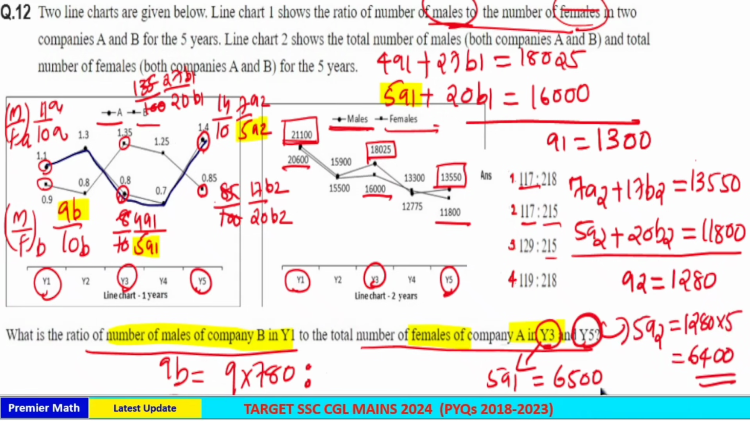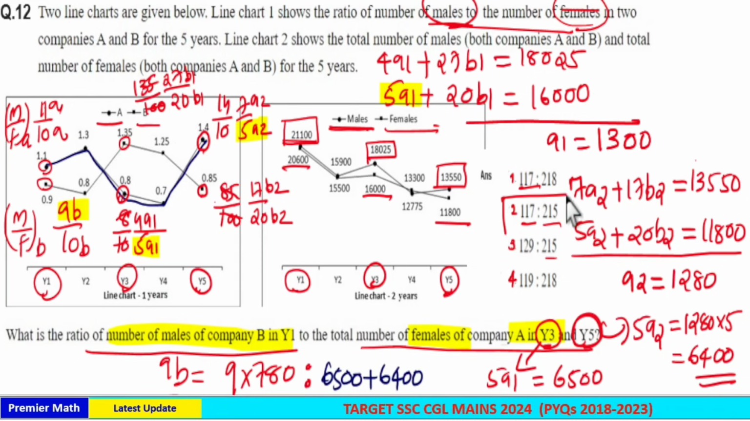So if you take the ratio of men and women, you will get 9 into 780 is to 6500 plus 6400. You will get ratio as 117 is to 250.